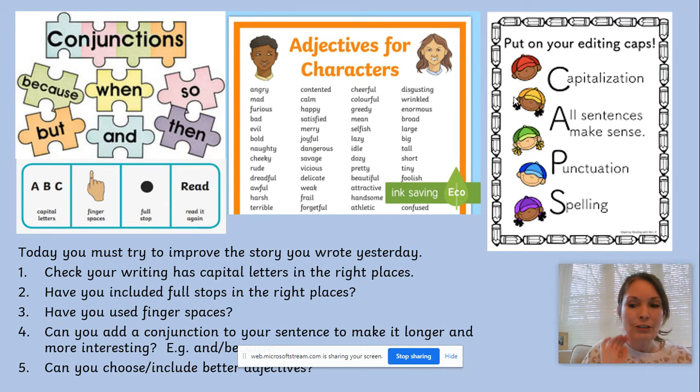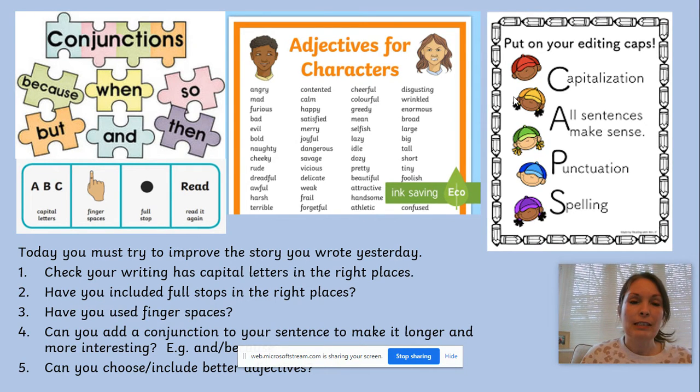Now, adding your conjunction. This is one of the words on my list above. So if you found that you've written maybe lots of little short sentences, maybe you could have a chat with your grown-up about how you could use one of my conjunctions, one of my joining words, to put your two sentences together and make it longer.